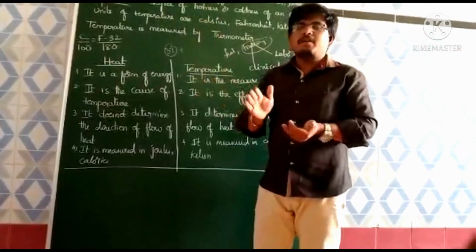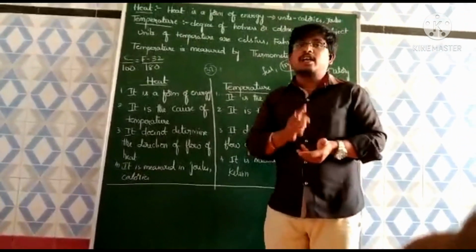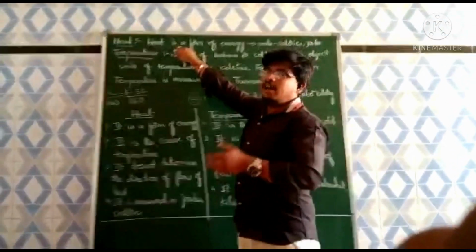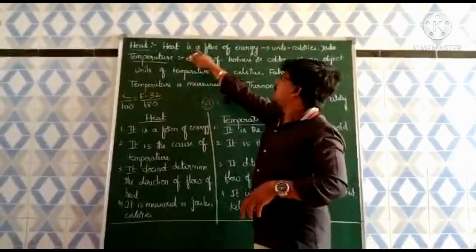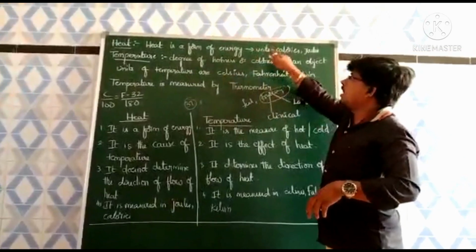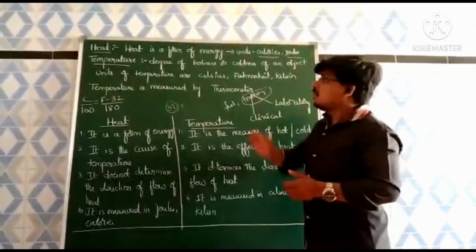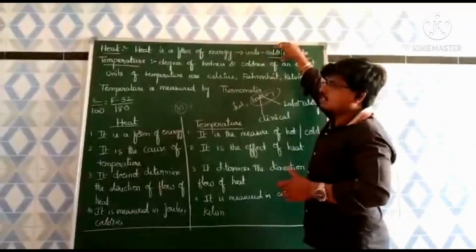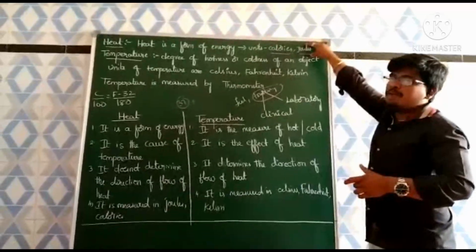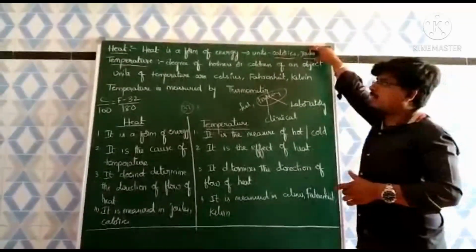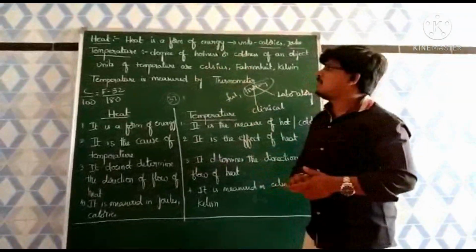So everyone will be thinking that heat and temperature are one and the same, but they are totally different. Heat is the cause and temperature is the result of that heat. Heat, as I said, is a form of energy, and the units for measuring heat are calories and joules. So heat is measured in two units. In the CGS system we measure it with calories, and in the MKS or SI system we use joules as a unit to measure heat. And coming to temperature, it is the degree of hotness or coldness of an object.